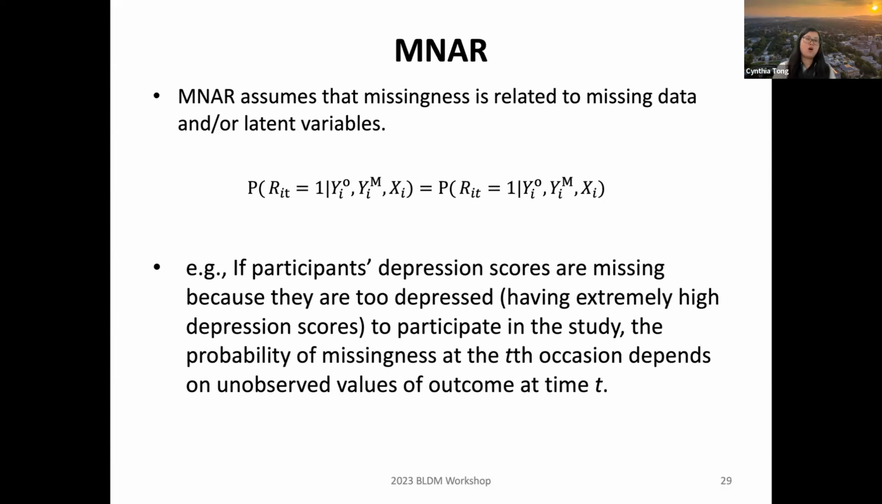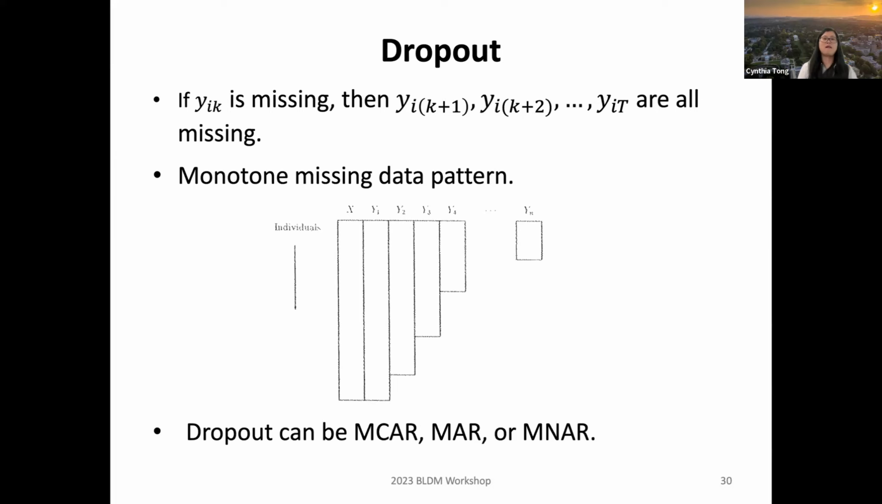And MNAR assumes that missingness is related to missing data or latent variables. Basically, if a participant's depression scores are missing because they're just too depressed to participate in the study, then the probability of missingness is related to the unobserved, unmeasured value itself. In that case, it is missing not at random.